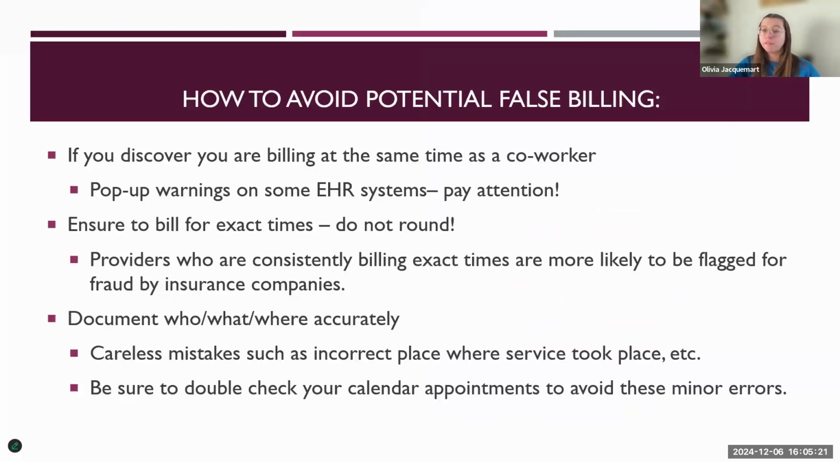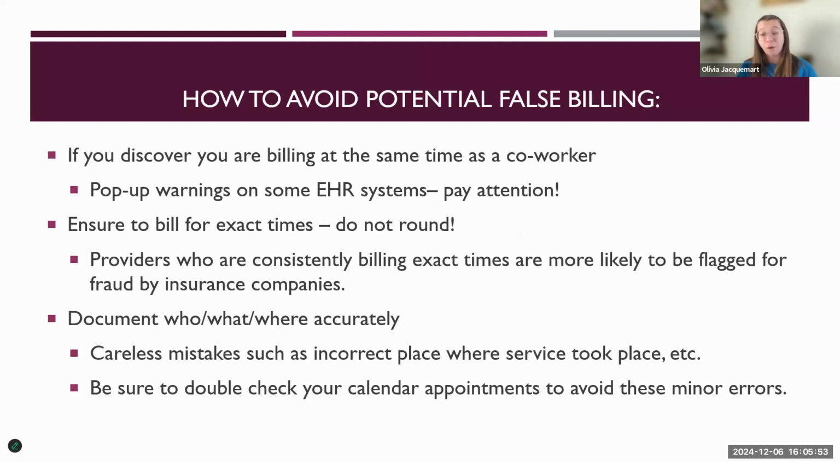The best way to avoid any potential bad billing can be seen with these items. If you discover that you are billing at the same time as a coworker, a pop-up warning will alert you. Do not ignore that warning. Pay attention to it. Make sure to reach out to your supervisor or double check your work so you know that you have all the correct times listed. If you do, make sure to reach out. And then ensure to bill for those exact times. Do not do any rounding.